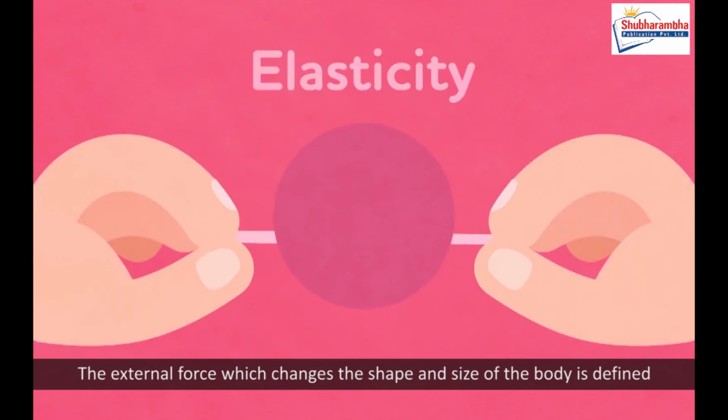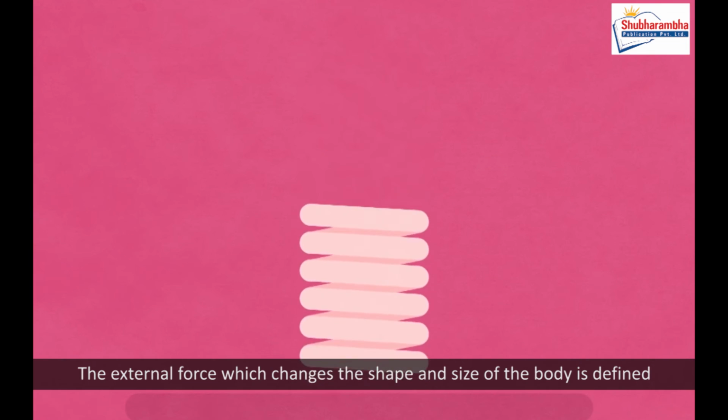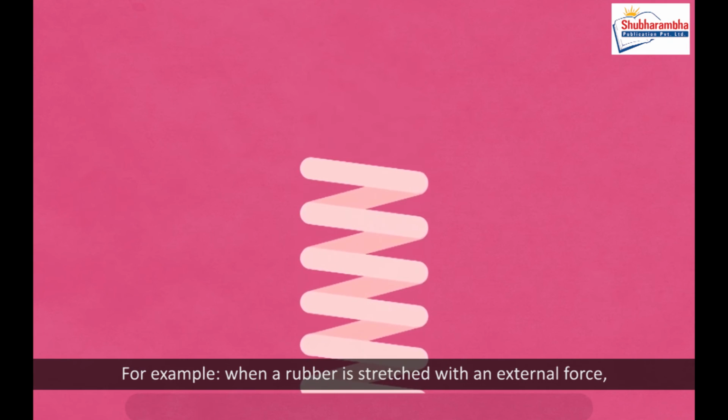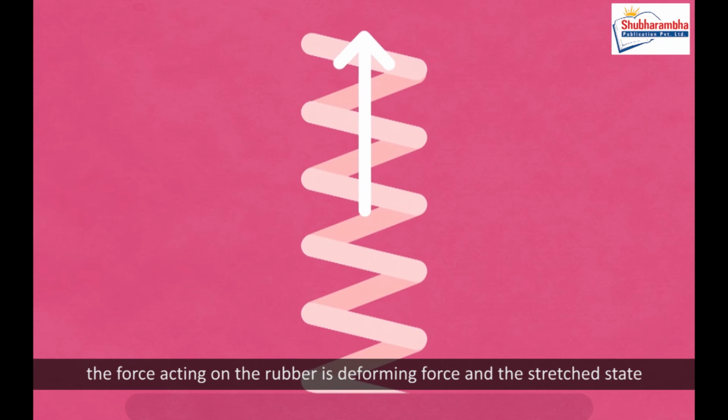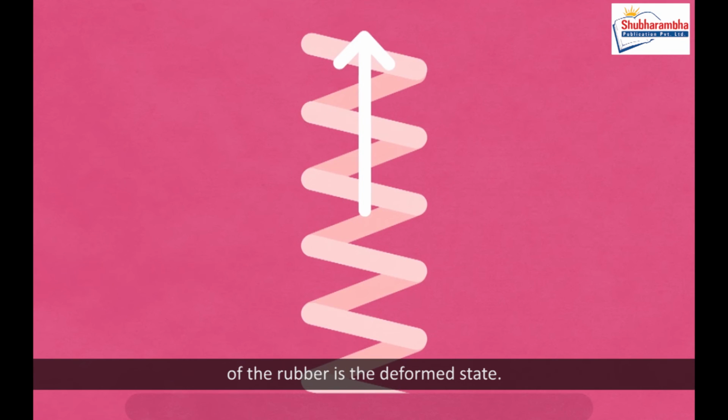The external force which changes the shape and size of the body is defined as the deforming force. For example, when a rubber is stretched with an external force, the force acting on the rubber is the deforming force, and the stretched state of the rubber is the deformed state.